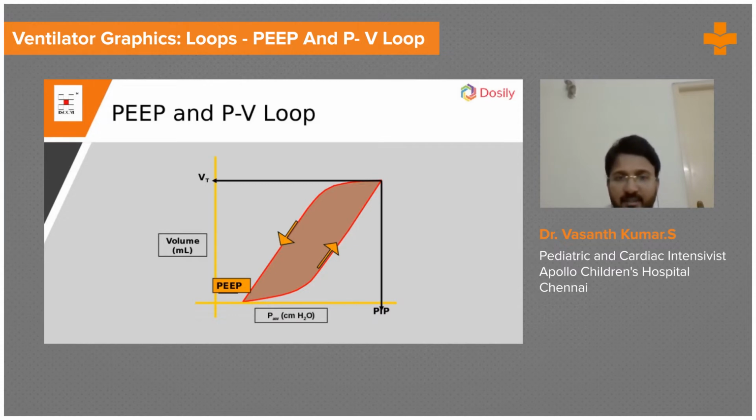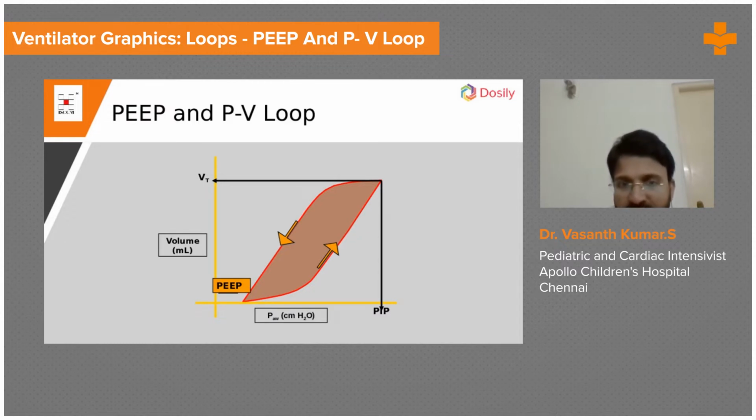Here you can see this is the PEEP, positive end expiratory pressure. That's why the graph is not starting from here. All ventilated patients will have a set PEEP. It is not 0. It is usually at a level of 5. We start the PEEP, so this graph starts from a level of 5, assuming.